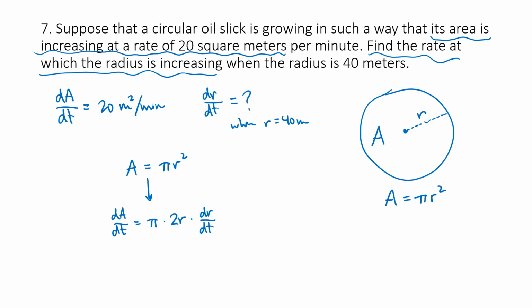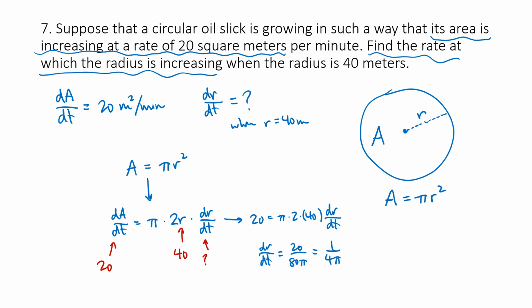Now, we know a lot of these numbers. dA/dt, they told us that was 20. r, they're telling us that's 40. dr/dt, that's what we're looking for, so now we can solve. So this gives us 20 equals pi times 2 times 40 times dr/dt. That gives us dr/dt equals 20 divided by pi times 2 times 40, that's 80 pi, and that works out to be 1 divided by 4 pi. And the units here would be meters per minute. So that's my exact answer.